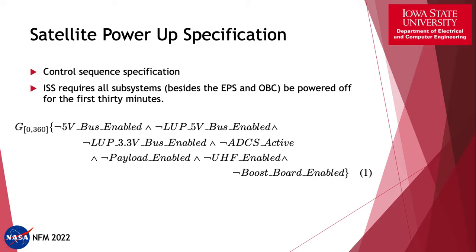The ISS, or International Space Station, requires all subsystems besides the EPS and OBC to be powered off for the first 30 minutes. This specification captures this requirement. Since the R2U2 task is launched every 5 seconds, the global leap from 0 to 360 covers the first 30 minutes of launch. That is, 5 seconds times 360 equals 30 minutes.